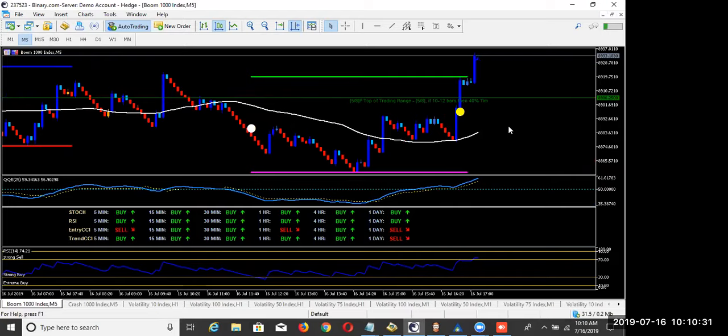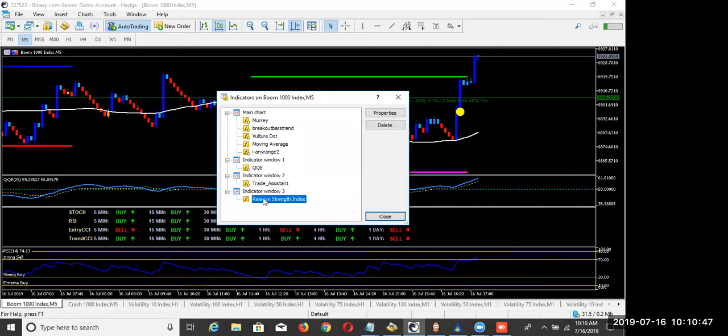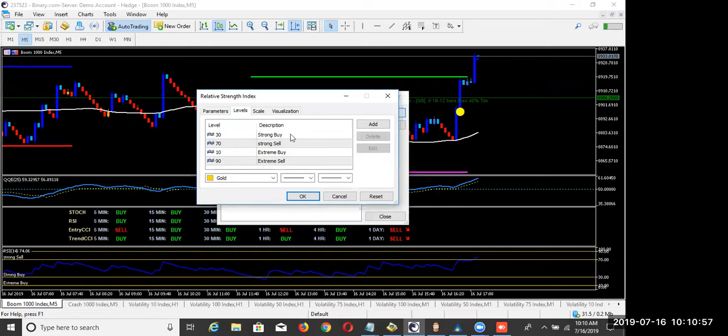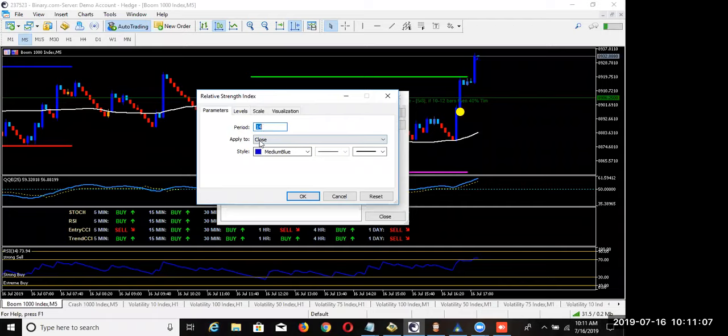So let me recap. You set your RSI, sorry, period 14, for the sake of those that came late. Let me show you the settings. Once again, you set it to period 14. After period 14, you set your levels. We have 4 levels: level 30, strong buy; level 70, strong sell; level 10, extreme buy; level 90, extreme sell. Remember, it has to be period 14, and apply to has to be close.